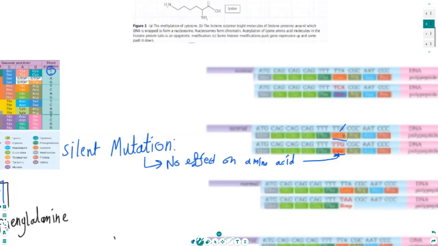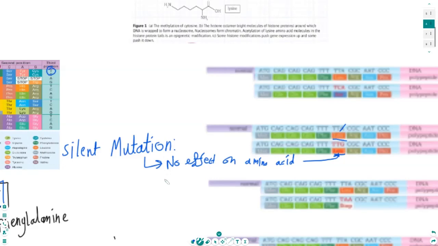So yeah, here we have TTA. Change that to TTG, it still codes for the same amino acid. There is no effect on the protein structure at all. So the primary structure is not affected, and therefore all the other levels of structure that we talked about, secondary, tertiary, quaternary, are not affected.